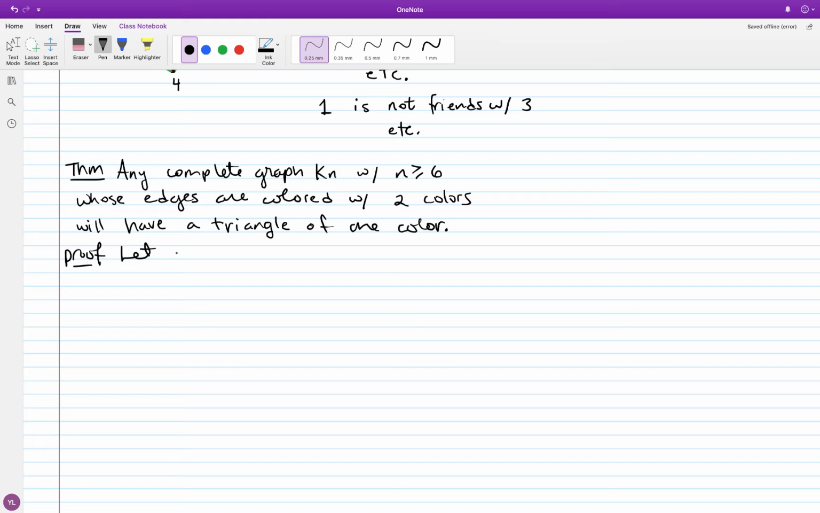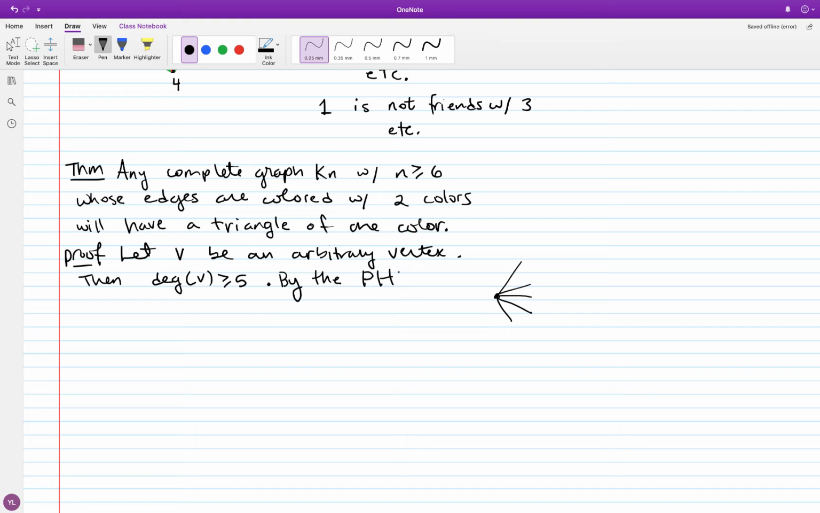So let's go ahead and fix a vertex at random. I know that the degree of that vertex must be greater than or equal to 5 because there are at least 5 other vertices in the graph. And because of the pigeonhole principle, at least 3 of those must be colored the same color, right? There are only 2 colors and there are 5 edges there.